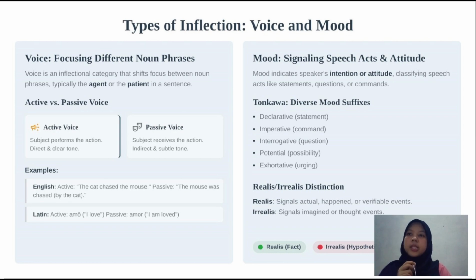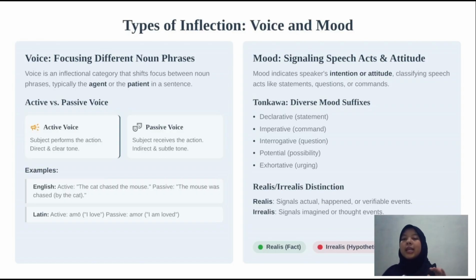Lastly, realist and irrealist. These distinguish events based on their reality status. The first one is realist. Realist refers to actions or events that are true, certain, or actually happening in reality. These events are factual and not imagined. For example, she is cooking right now. This is happening in real life.